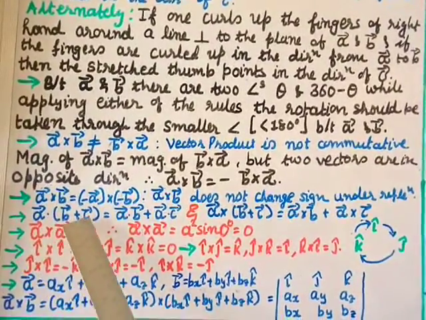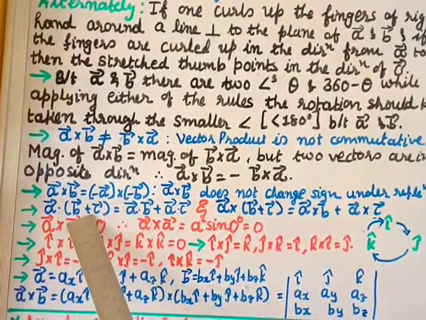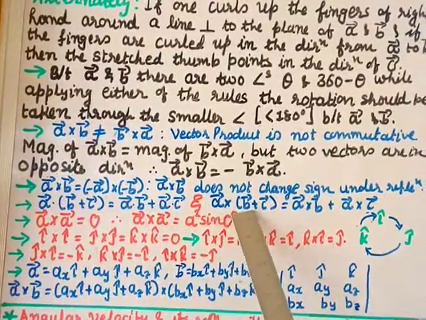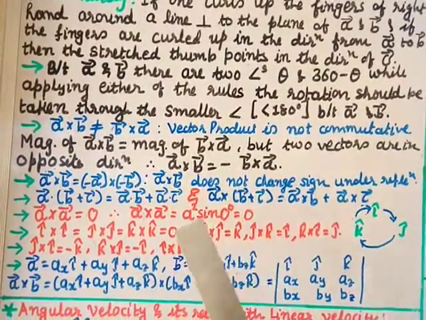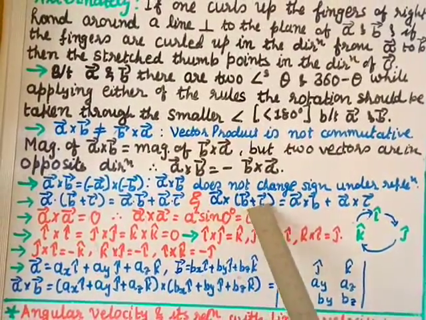A dot (B plus C), the dot product, is distributive over addition. That is A dot B plus A dot C. And A cross (B plus C): the cross product is also distributive over addition. That is A cross B plus A cross C.